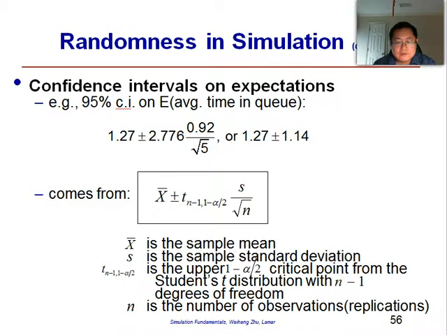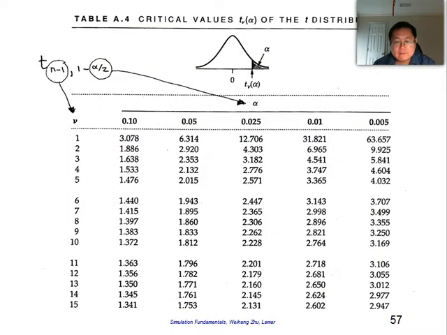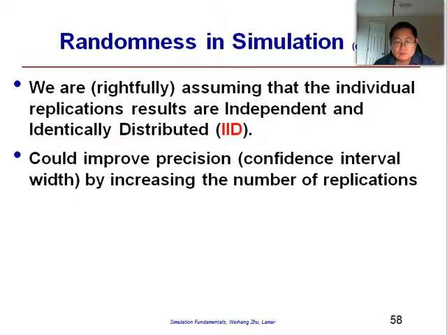With average values and a standard deviation, we can calculate the confidence interval for each statistical accumulator. We have learned the Student's t distribution from INEN 3322 probability and statistics. The concept of confidence interval is in INEN 4320 statistical decision making. We assume that individual replication results are independent and identically distributed, IID. We can improve precision by running more replications.